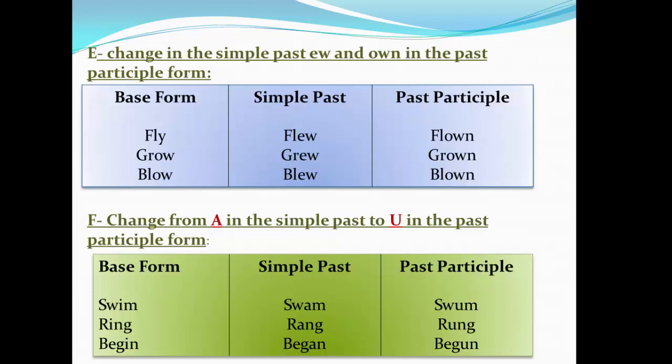So grow in the simple past, grew, EW. Then in the past participle it changes to OWN and becomes grown. Blow يعني ينفخ. Okay? They blew on the candles in the party. يعني ينفخون على الشموع في حفلة عيد الميلاد. Blow becomes in the simple past blew, then blown. Okay? EW in the simple past changed to OWN in the past participle.